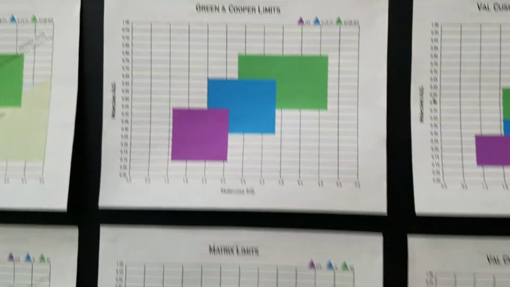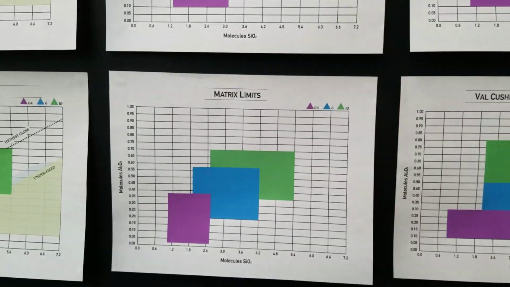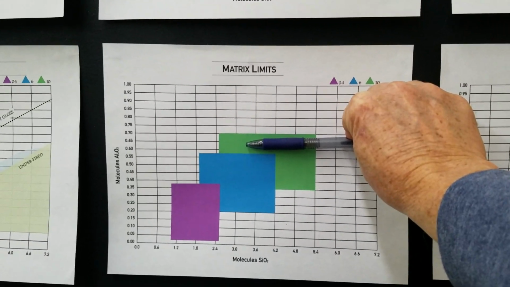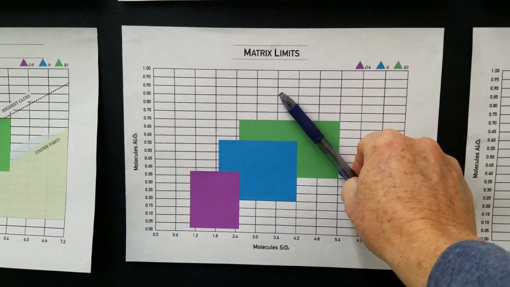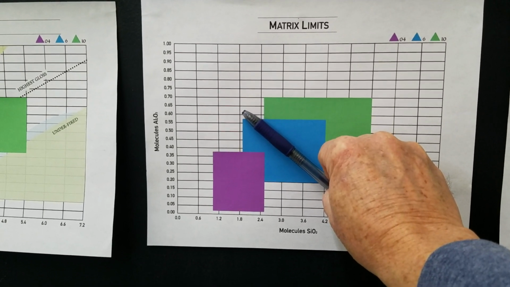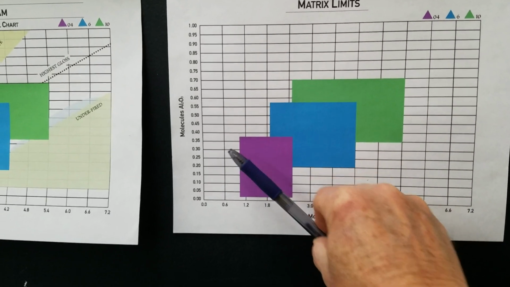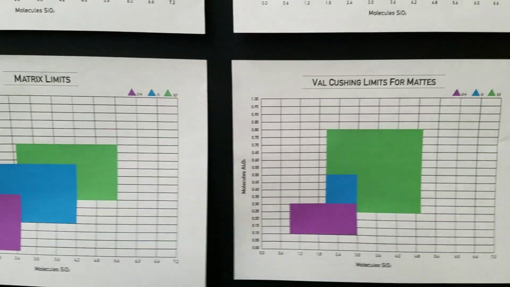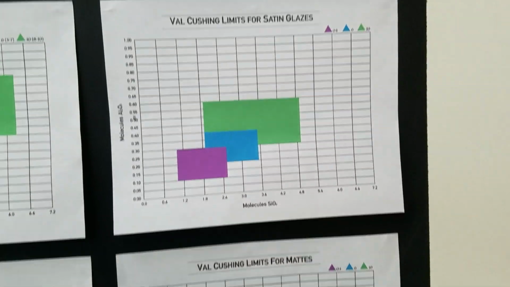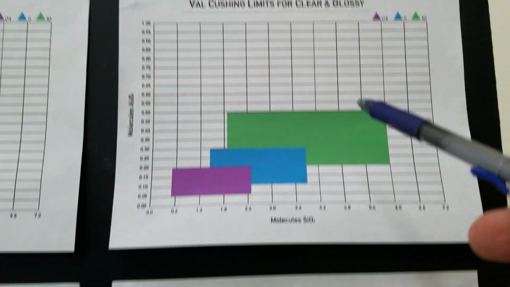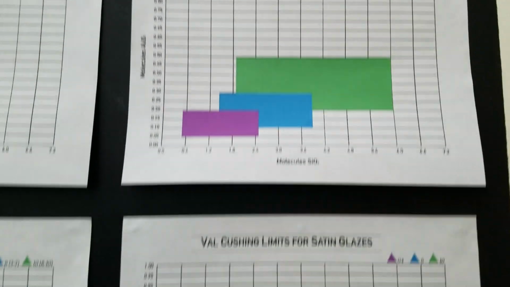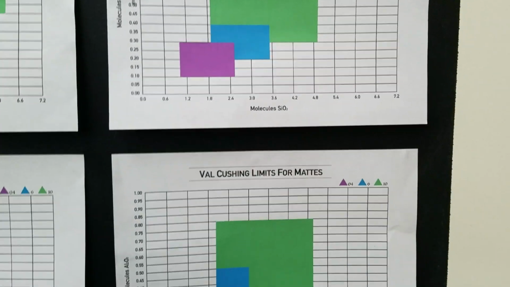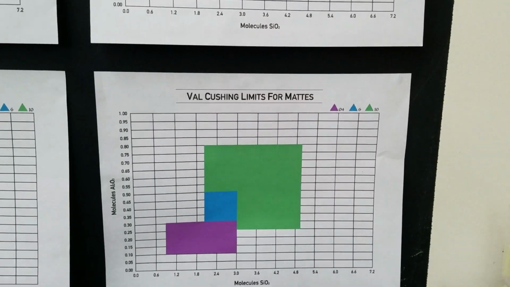Same deal. Matrix, same deal. You can see how a cone 10 glaze can have so much alumina and silica, and as you go to 6, you need less, and as you go to 05, you need less because it's hard to melt alumina and silica. Okay, and then these were Val Cushing's limits for a clear and glossy. Look how large they are. And these were his for satin, and these were his for mattes.